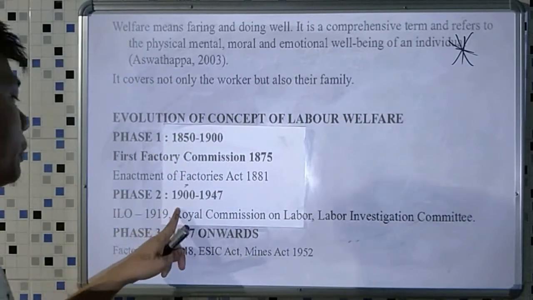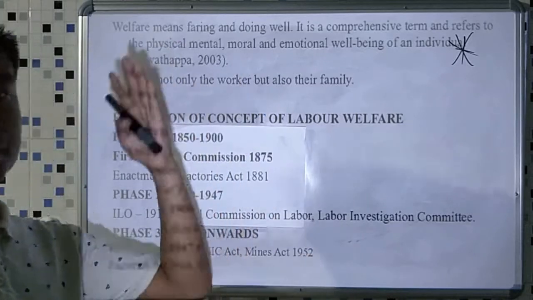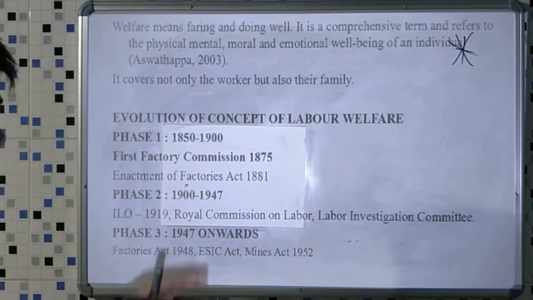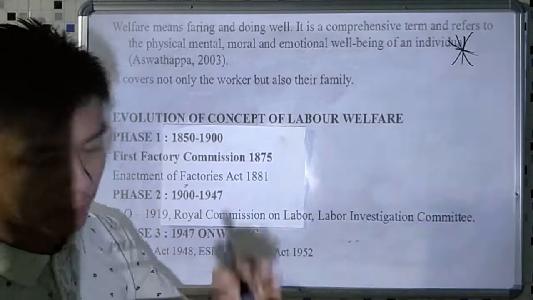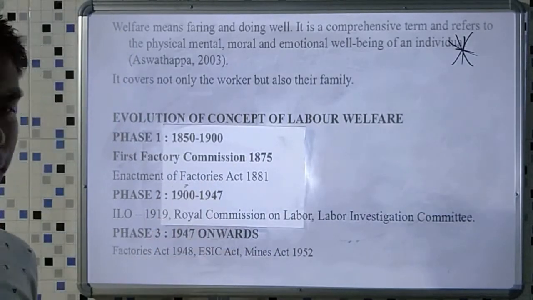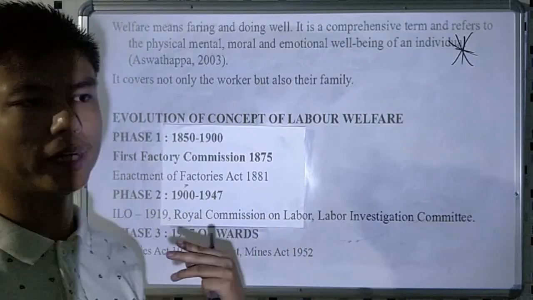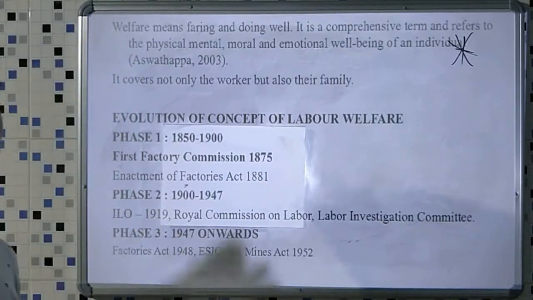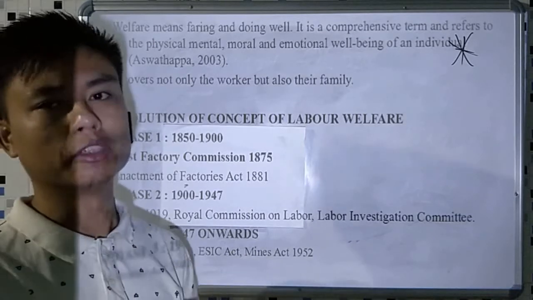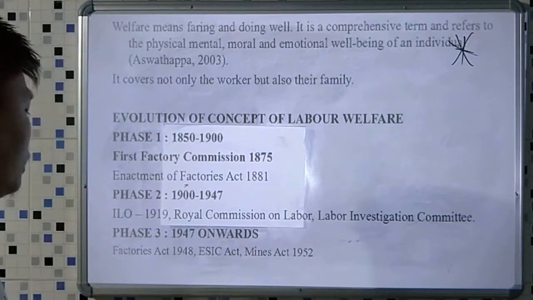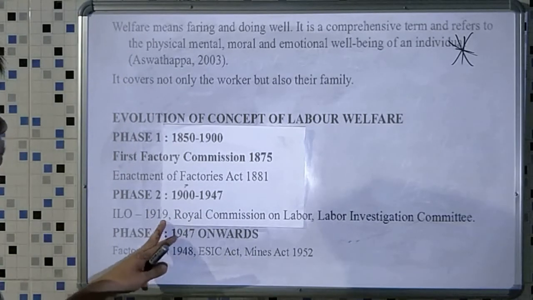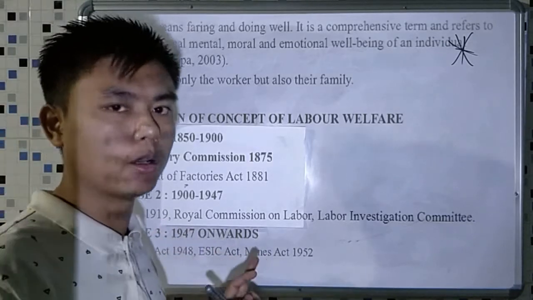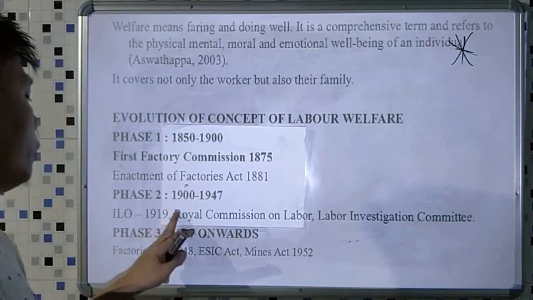Then with respect to phase 2, it's from 1900 to 1947. During that time, this was amended, and another one, I guess the 1911 Factories Act, came. So they tried to put in more welfare measures and safety measures. Okay, and during this time, one important thing came out that is known as the ILO, and today we will be speaking about the ILO too. So the ILO was formed in 1919.